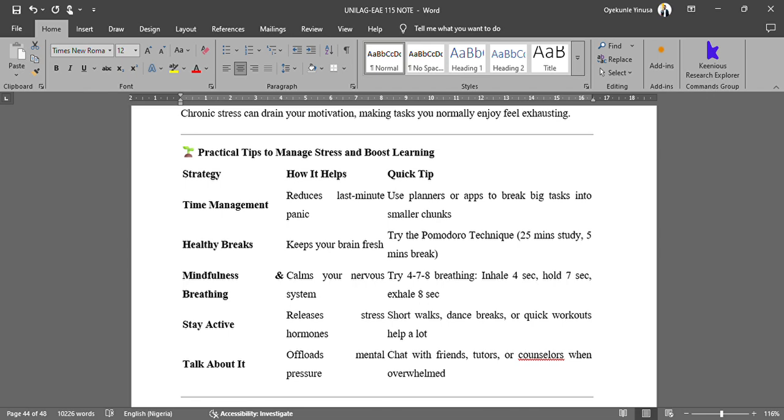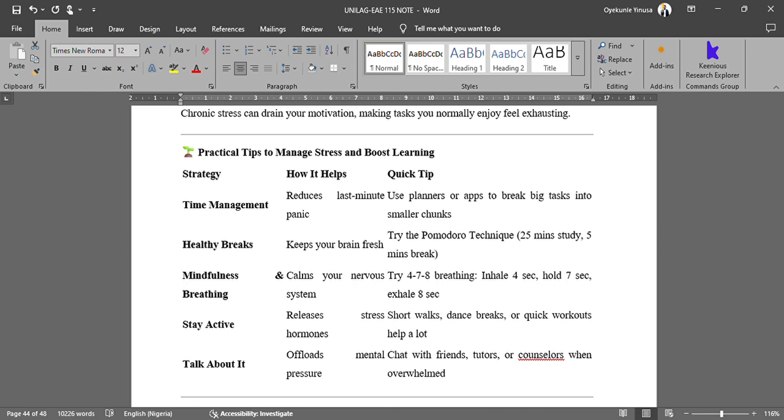So try 4-7-8 breathing. Inhale for 4 seconds, hold for 7 seconds and exhale for 8 seconds. Try it. Just try it now. You feel a sense of calmness in your state of mind. You feel calm, and the challenge will reduce. Breathe in, breathe out. Exhale 8 seconds. And when you breathe in, breathe out, and exhale 8 seconds, you will see that it will go a long way in managing your stress and boosting your learning.